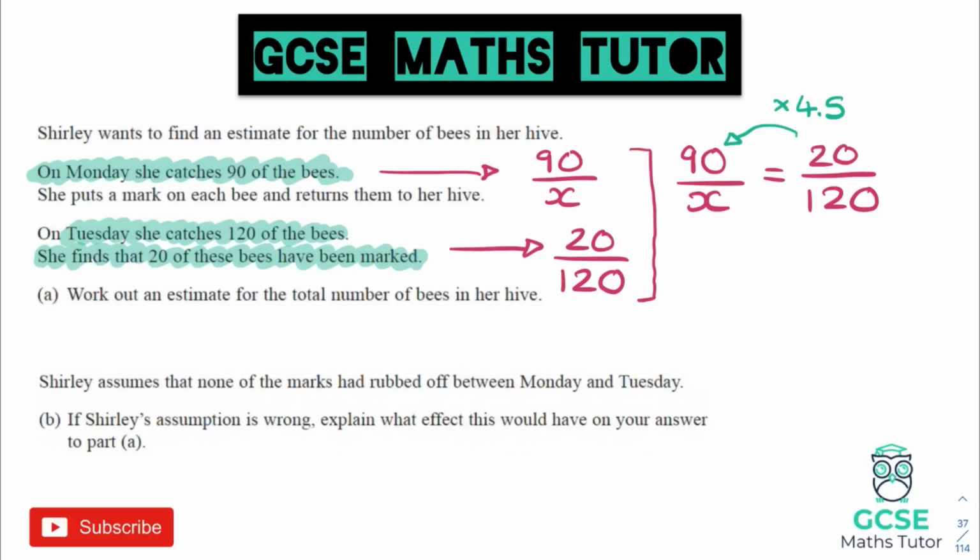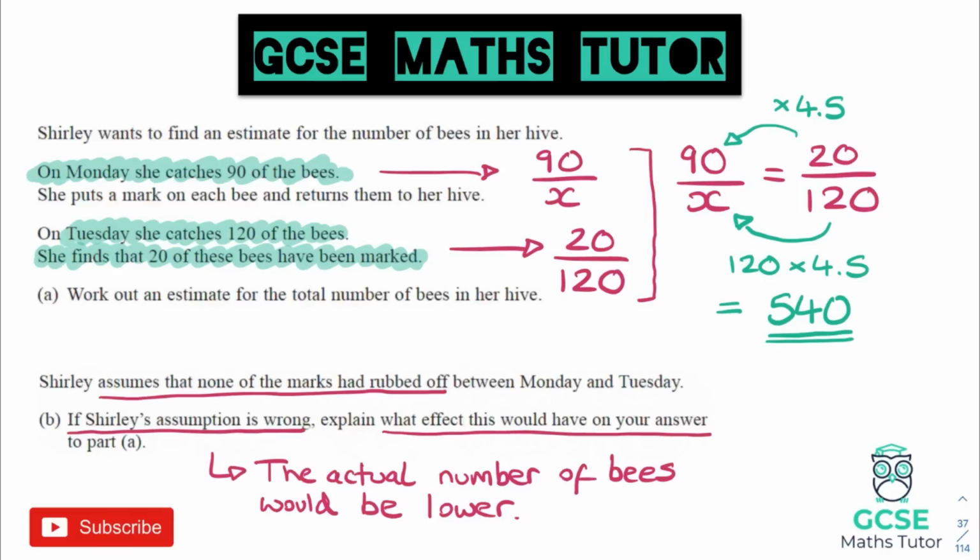All we're going to do is set them equal to each other and find how to make them equivalent. So for here, you've got to times the numerator by 4.5, so we just do the same to the denominator, and that will give us our total from the sample. Read any Part B questions carefully and just make sure you give an answer that makes sense.